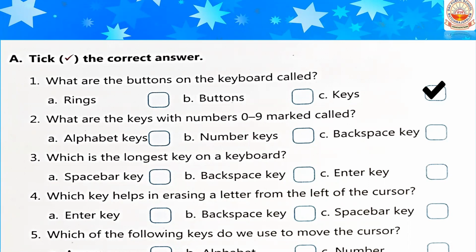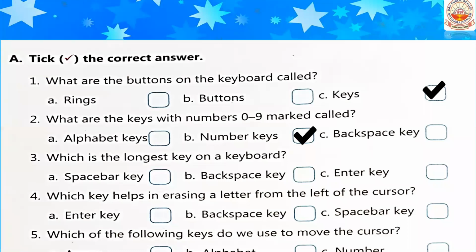What are the keys with numbers 0 to 9 marked called? So I have already explained to you in the previous video class. What are those keys called, children? The first option is alphabet keys, the second is number keys, and the third option is backspace key. What is the answer, children? Yes, number keys. So the keys with numbers 0 to 9 are called number keys.